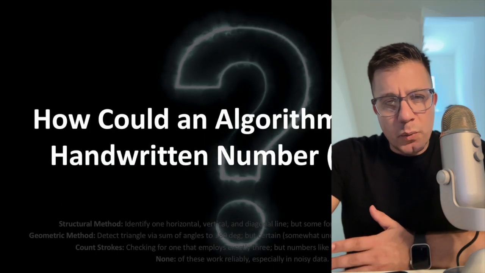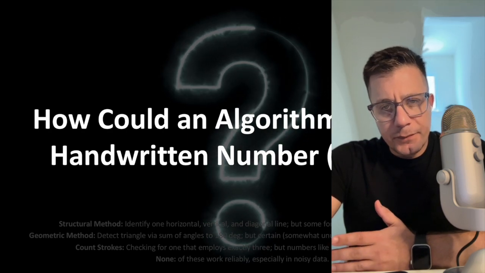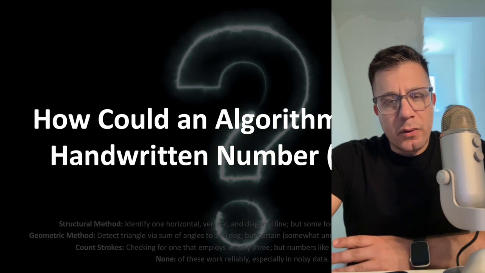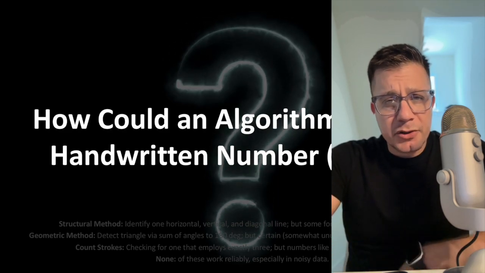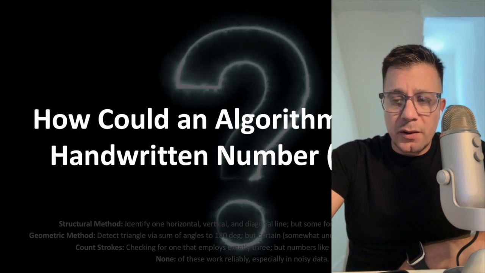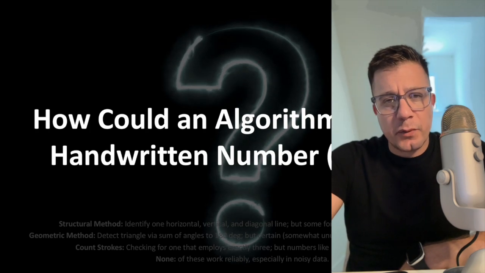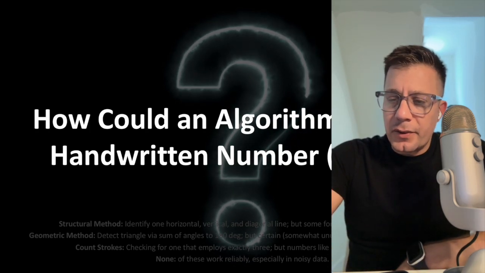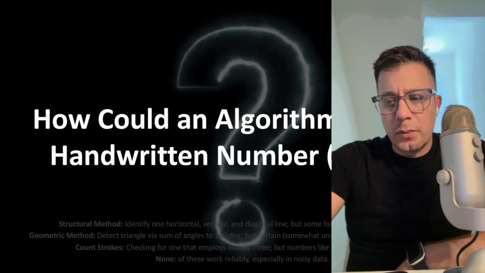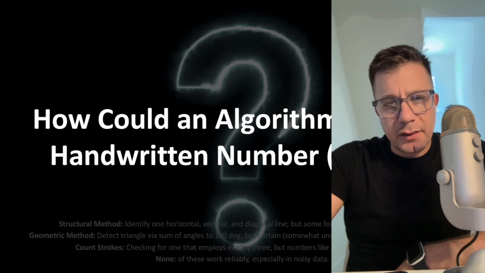Now, I want to begin with one question, which is how could an algorithm detect a handwritten number, for example, the number 4? And let's assume here that it's not necessarily an AI or a machine learning based algorithm. One option would be a structural method, right? We could look for one vertical line, one diagonal line, and one horizontal line, and try to detect the number 4 that way. However, there are other numbers, for example, if we write the number 7 that way, that also have the one vertical, one horizontal, and one diagonal line. So although we could potentially get it to work, it's not necessarily foolproof.